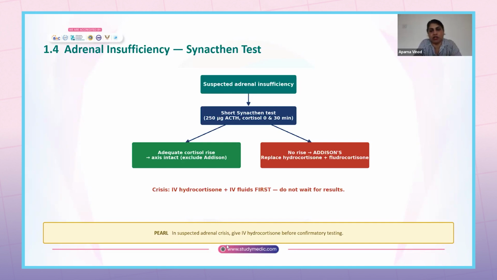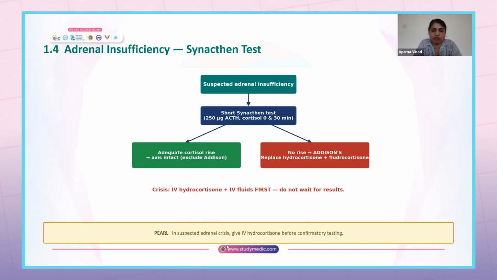So we have a cortisol level. We take a cortisol level at 0 minutes, and then we administer 250 microgram of ACTH. When we do that, we wait for 30 minutes and then take another blood. So we have two samples here, at 0 minutes and then synactin, and then at 30 minutes. So we are stimulating the gland, and then we look for cortisol rise. Is there an adequate cortisol rise? That means the axis is intact. We can exclude Addison here. If there is no rise there, then there is Addison's disease. We have to replace hydrocortisone and fludrocortisone.